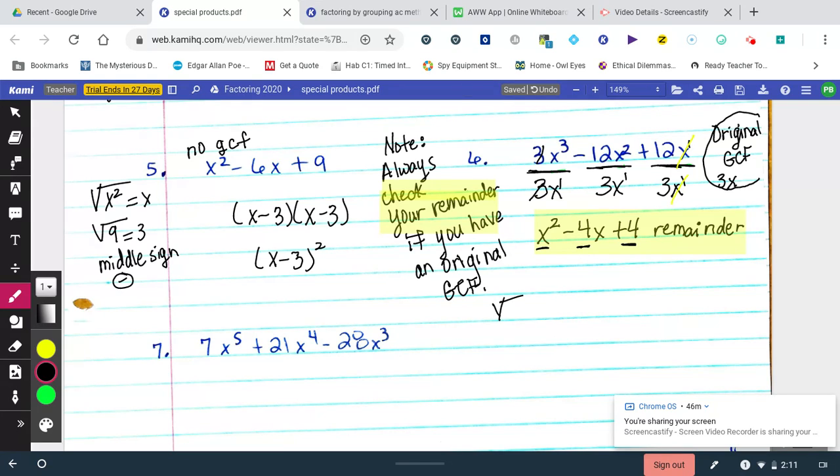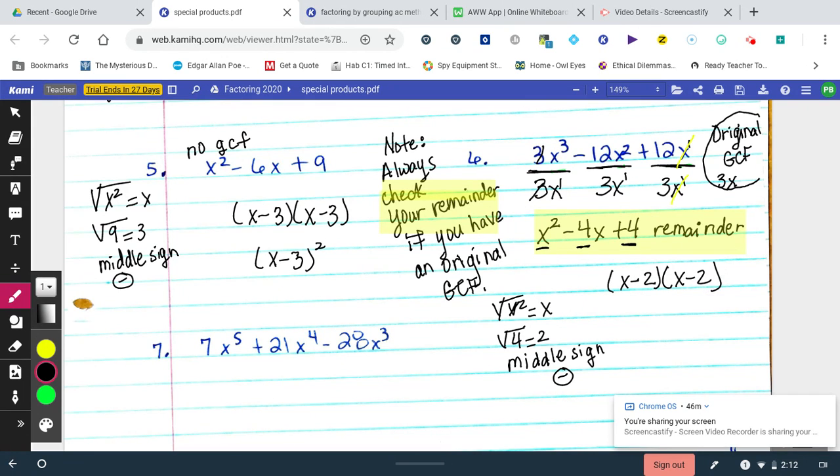What is the square root of x squared? The square root of x squared is x. What is the square root of 4? The square root of 4 is 2. What is the middle sign? The middle sign is a minus. So I can write this as x minus 2 times x minus 2.